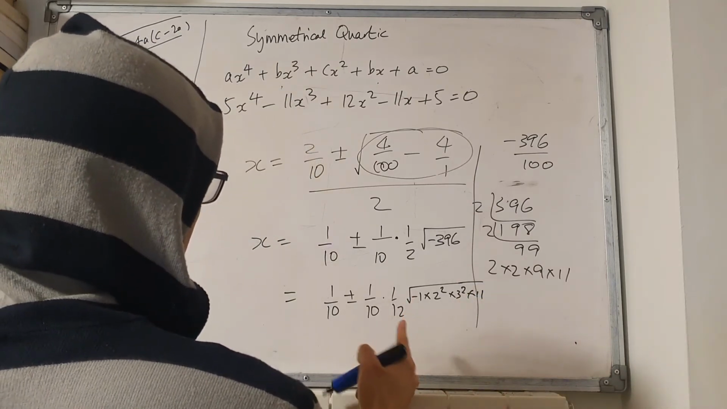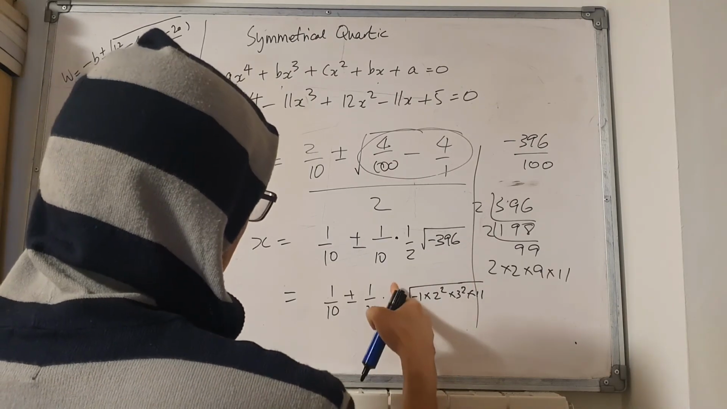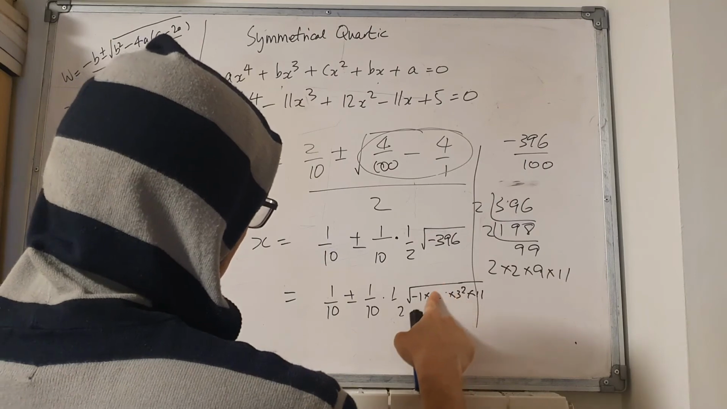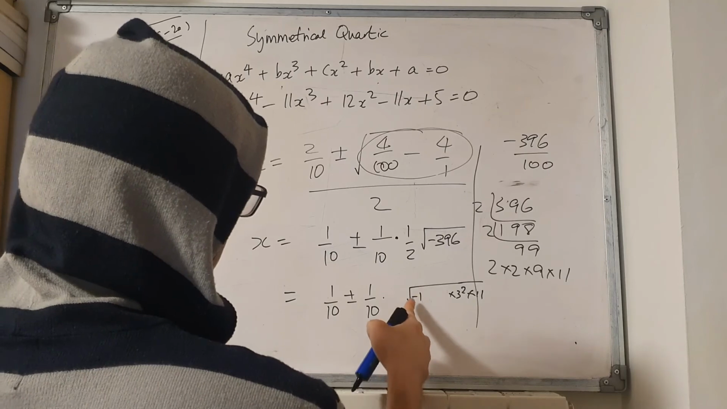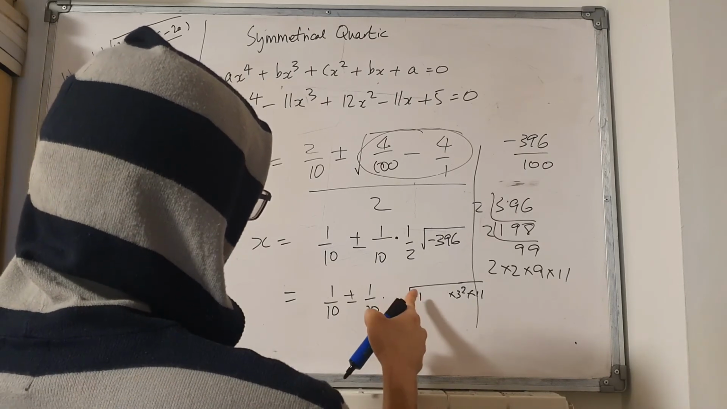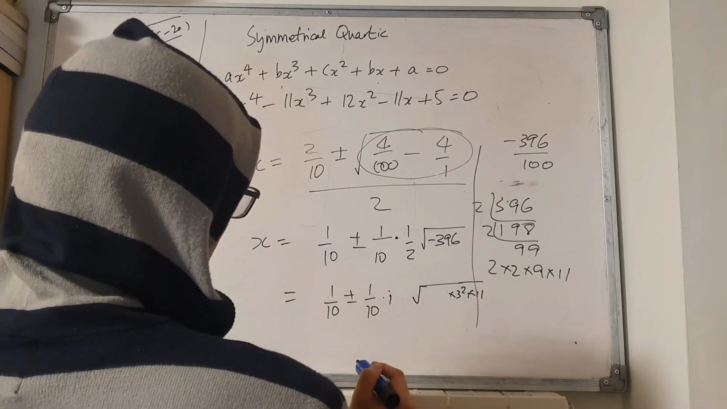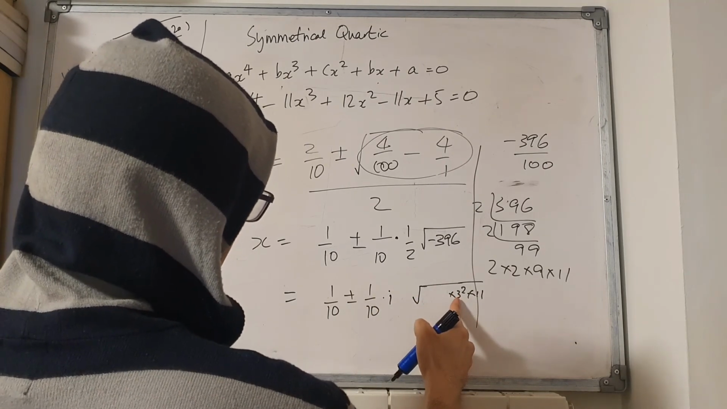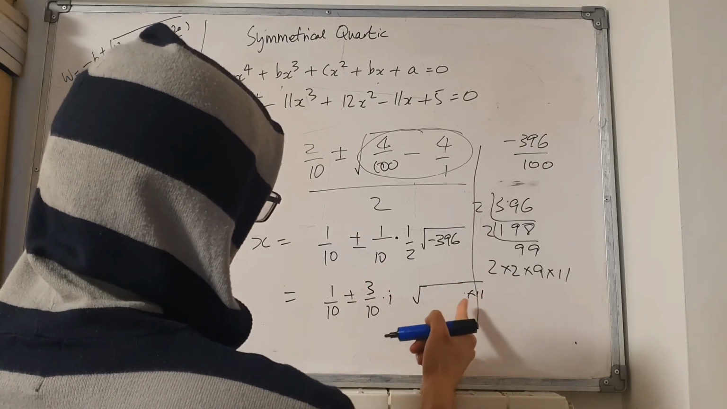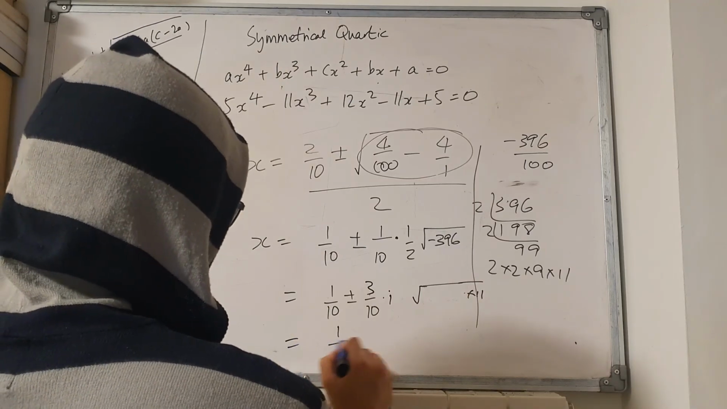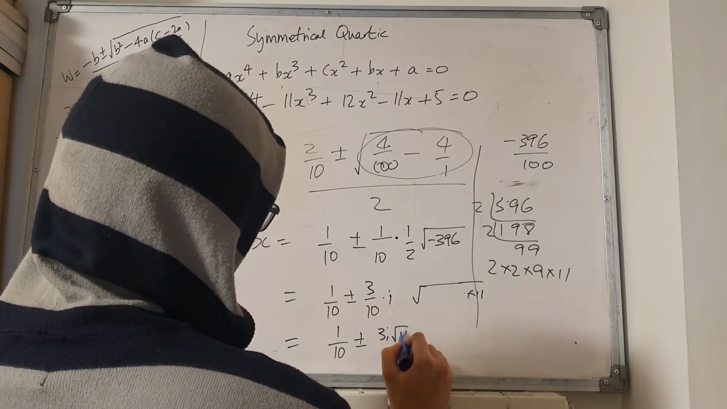When we square root the 2 squared, we get 2, and the 2 cancels out with the 2 on the bottom. What happens when you do the square root of minus 1? The square root of minus 1 is i. And the square root of 3 squared is 3. So we're just left with root 11. Okay, so that's your answer: 1 over 10 plus or minus 3i root 11 over 10.